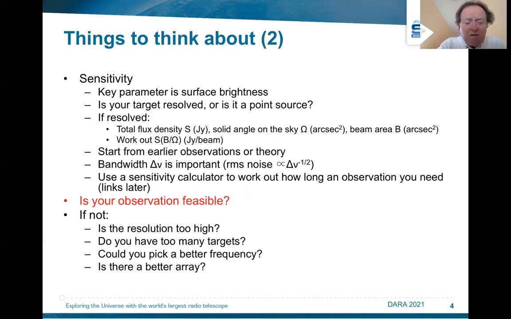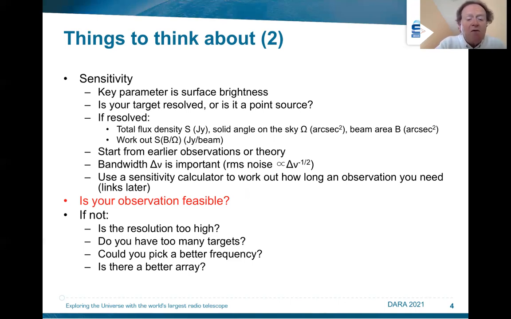Where do you find these estimates? You can start from earlier observations. They might be lower resolution or sensitivity. Or you can start from theory. You might have a model of the source, which would tell you in principle what the flux density ought to be. It's important to know what bandwidth you need.